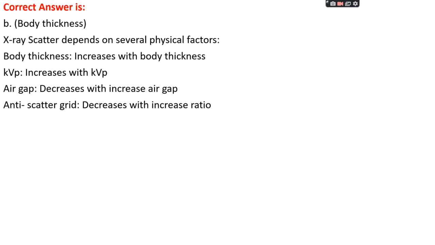Okay. The X-ray scatter depends on several physical factors, like body thickness. When body thickness increases, X-ray scatter also increases. Similarly, voltage, that is kVp: X-ray scatter also increases with increased kVp. Air gap: X-ray scatter decreases with increased air gap. And the anti-scatter grid, as the name itself implies, if we use anti-scatter grids, then X-ray scatter will decrease.